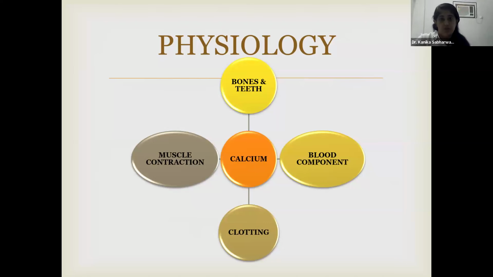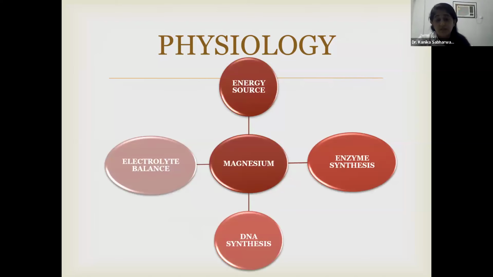It forms an important structure of our bones and teeth. It is a component in blood and has a role to play in the clotting mechanism, and helps in muscle contraction. Similarly, magnesium is present in almost all components of our body. It's a good source of energy. It helps in the processes of DNA synthesis, synthesizing certain important enzymes, and has a role to play in maintaining electrolyte balance. So this is at a physiological level. What that translates into our remedies, we shall see.